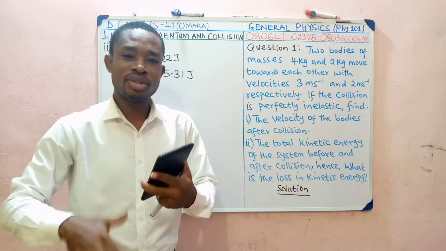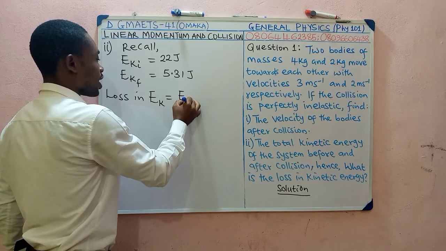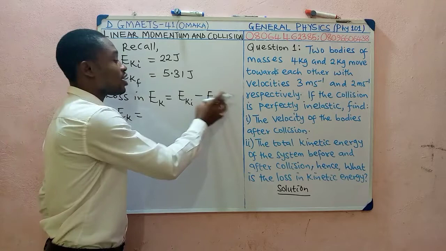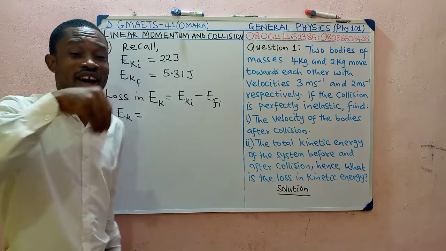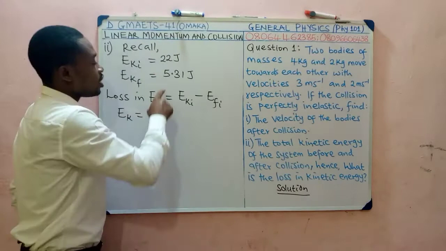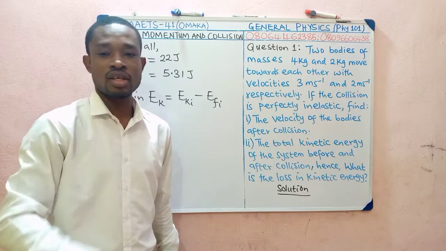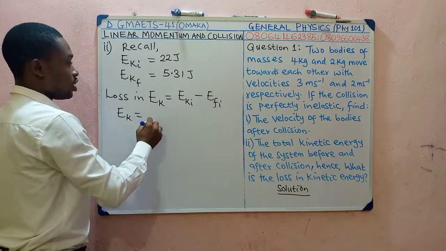Let's get the loss. Loss in kinetic energy will be equal to initial kinetic energy minus final kinetic energy. Some persons may choose to do final minus initial, as the standard of what we used to know. Usually we do the final thing minus the initial thing. Even if you do final minus initial here, you will get the same value in terms of its magnitude, but just a difference in sign. If you do 5.31 minus 22, you'll get minus the value we're about to obtain now. The minus shows that there is a decrease, that there is a loss in kinetic energy. So it's still the same as doing the bigger value minus the smaller one, knowing that there was actually a loss. So this is going to be equal to 22 minus 5.31.